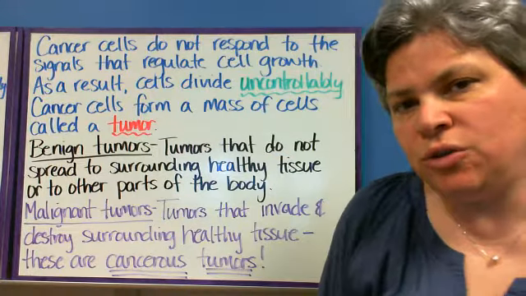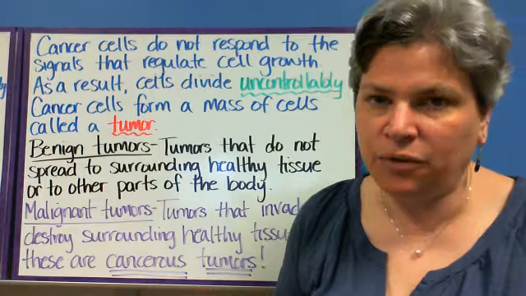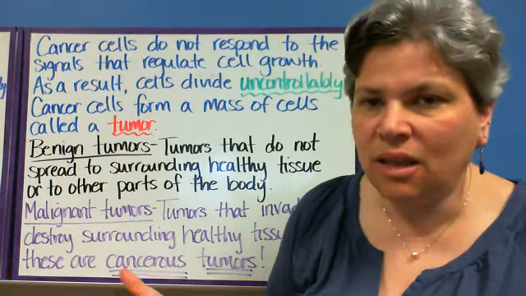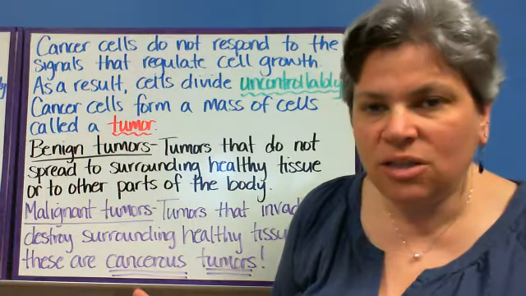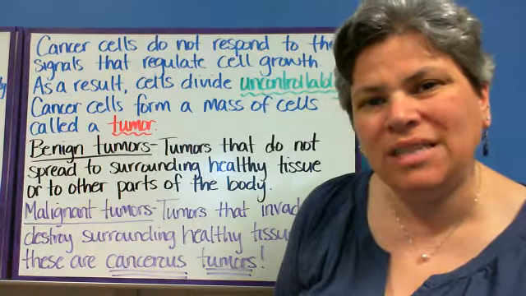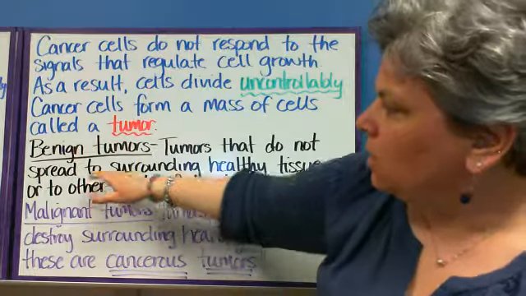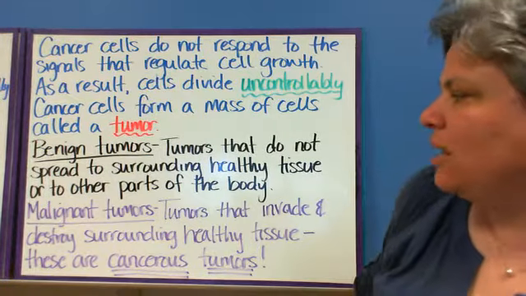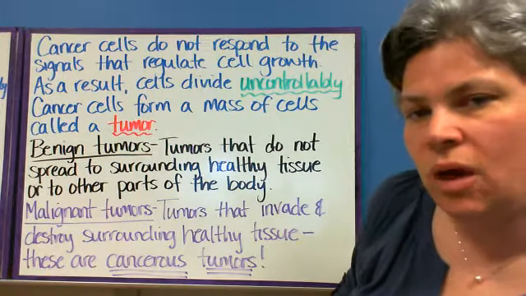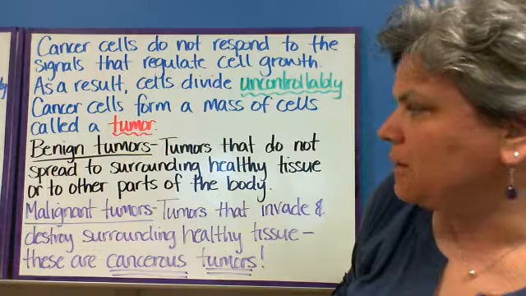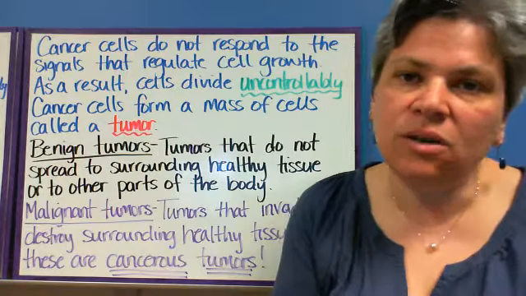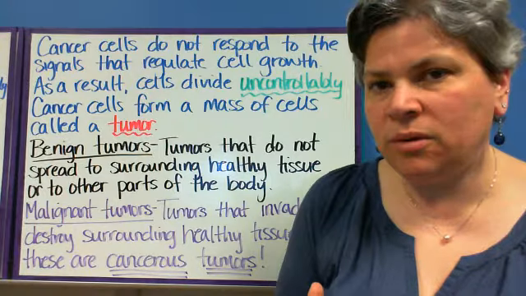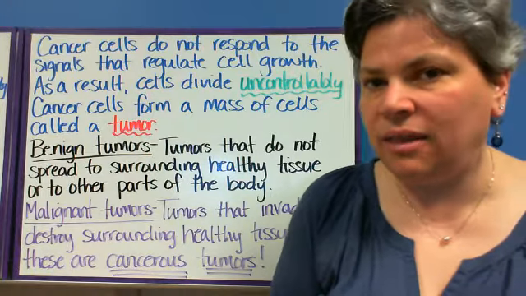Here's the thing about a tumor. We have two different options for a tumor. In one case, it's not so bad, and in the other case, it is. And so what we need to look at is, what's the difference? In what we call a benign tumor, the tumors do not spread to surrounding healthy tissue or to other parts of the body. A benign tumor means that, yeah, those cells didn't respond to being told to stop dividing, but what they formed isn't necessarily a bad thing.